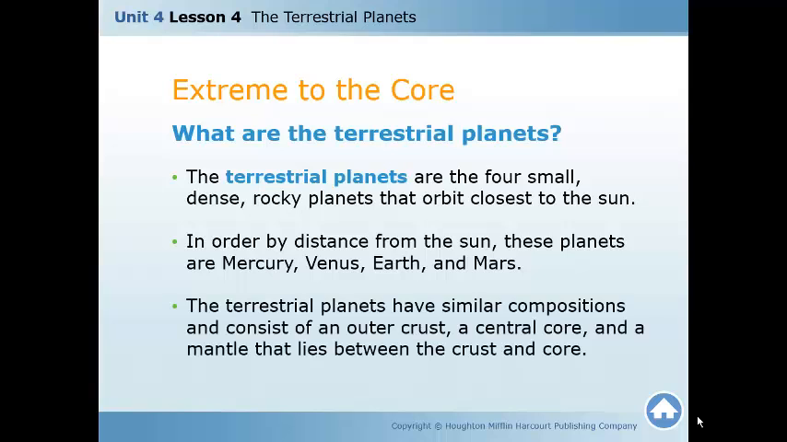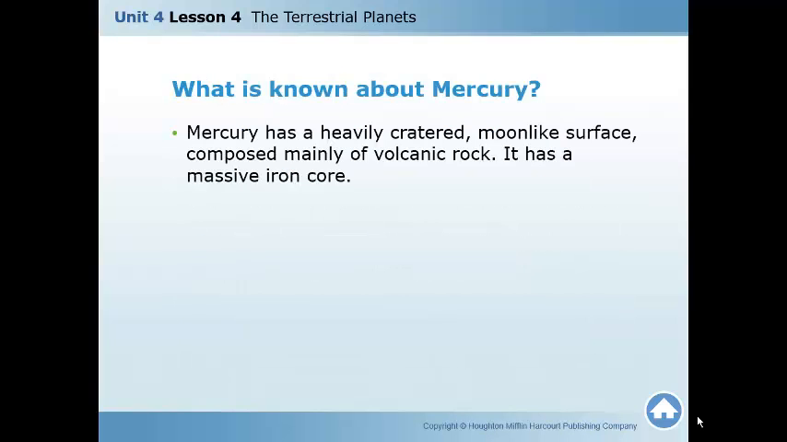The terrestrial planets have similar compositions. That means they're made up of similar things, like rocks or metals. And they are made up of an outer crust, they have a central core, and they have a mantle that lies between the crust and the core. So let's talk about each of these 4 planets.